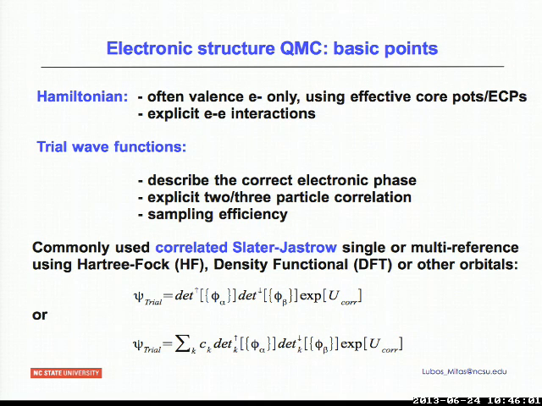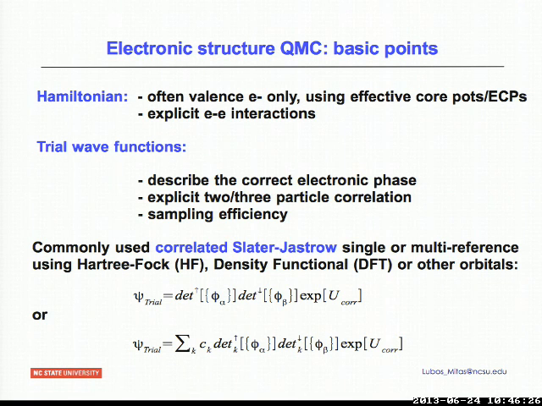About the trial wave function, a few words. Well, we want to describe the correct electronic phase, insulator, metal, or whatever. It will be explicitly correlated, and we also want it to be possible to sample it efficiently. One could invent a variety of interesting wave functions which are as difficult to sample as would be the original solution of the many-body problem.